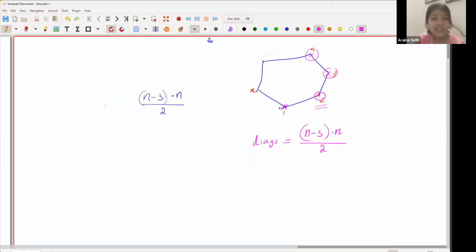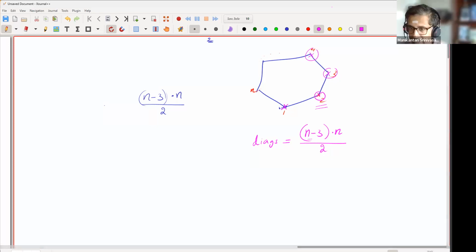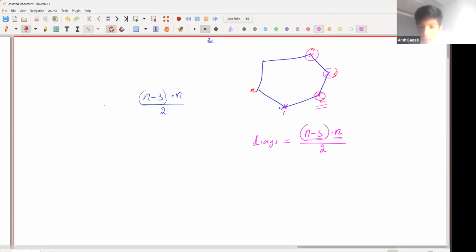I didn't understand this. Okay, you understood n minus 3 times n, that much you got? So from each vertex, you're able to draw n minus 3 diagonals. That you agree? And then the same happens if you go from each vertex, it's n minus 3, n minus 3, n minus 3. So there are n times n minus 3 number of diagonals. Do you agree so far? So why did you multiply it by n? Because from each vertex, you can draw n minus 3.